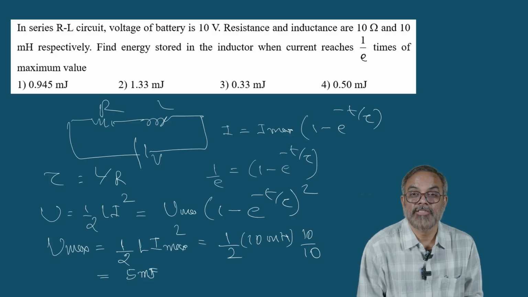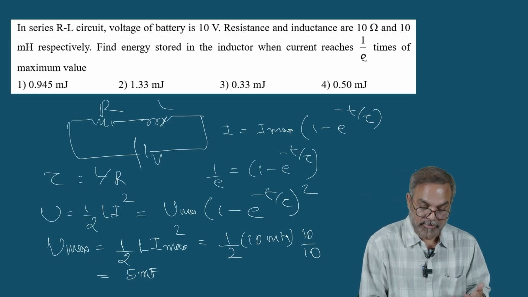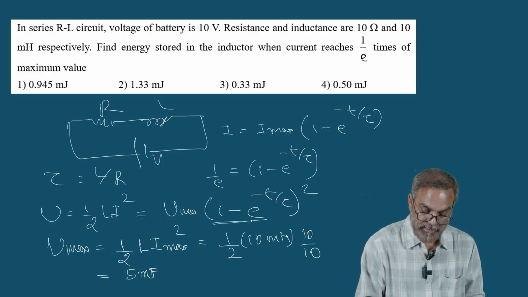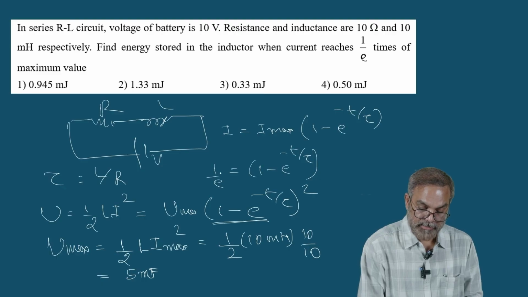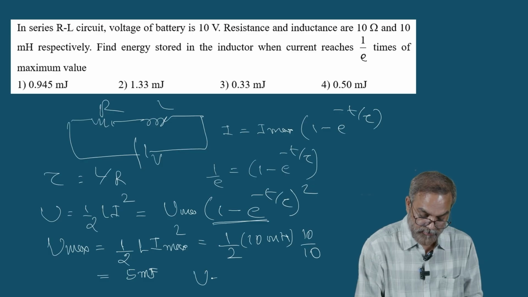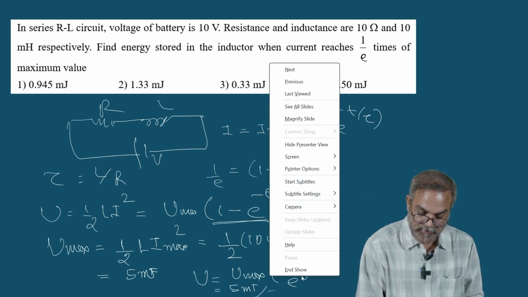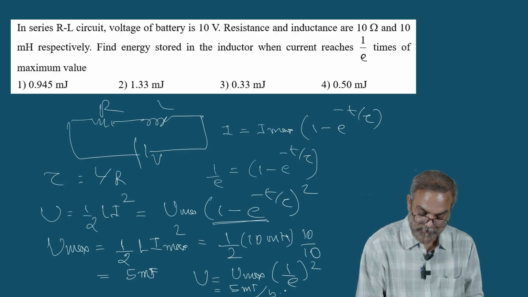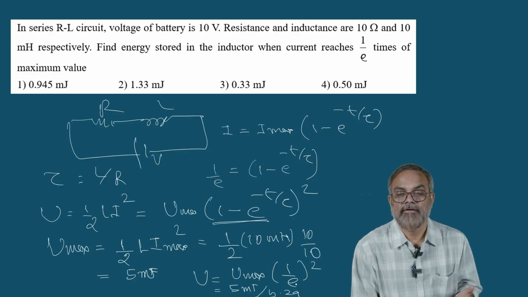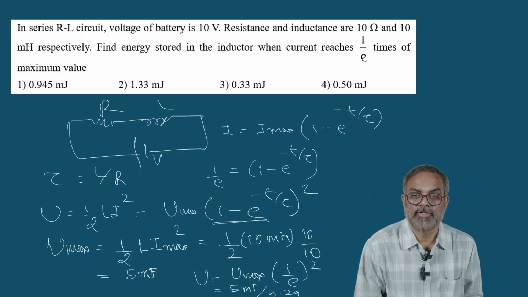Now we want energy stored by the inductor when it is 1 by e times. So that means it is very obvious, and we can see that this value 1 minus e to the power minus t by tau is 1 by e. So if we take care of it, we get energy stored will be equal to U maximum times 1 by e square. So this is 5 millijoule, and this will be approximately 5.29. Right, I'm taking the value of e approximately 2.3.